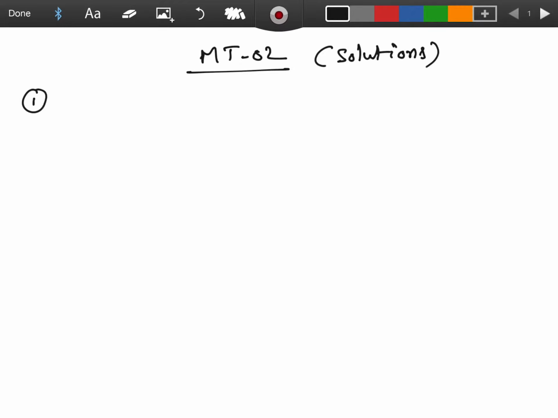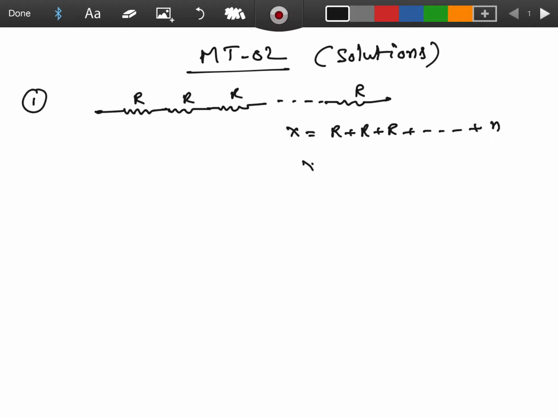First question, they are telling n identical resistors, that means R, R, R and so on, R. The equivalent resistance they are telling X, it should be R plus R plus R plus and so on n. I can write it as X equal to NR, that is equation number 1.